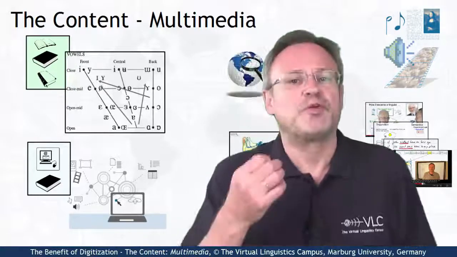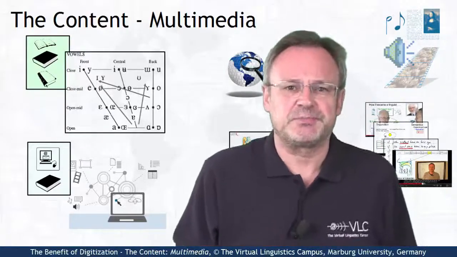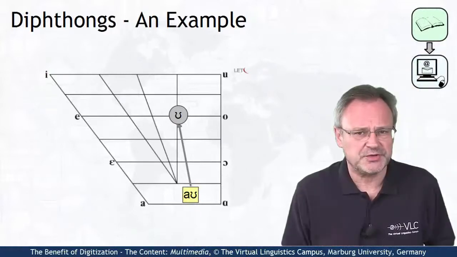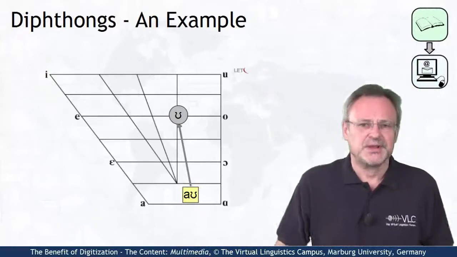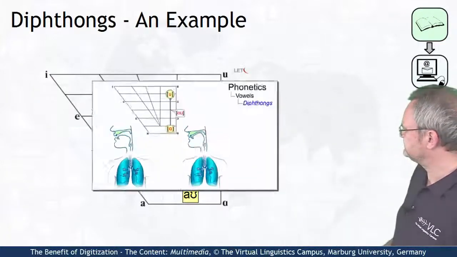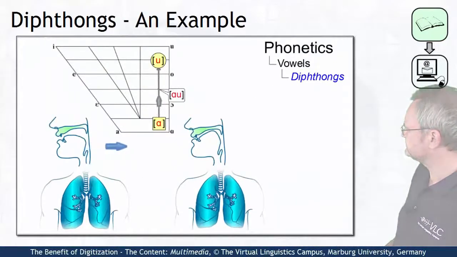Such an example from my subject is the presentation of diphthongs. Do you know what diphthongs are? Here is a definition presented in one of our videos. Diphthongs are vowels that undergo considerable change of quality during pronunciation. Let us illustrate the articulation of a diphthong. Here is the diphthong ow.